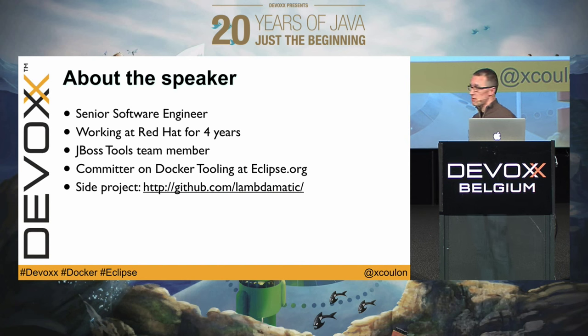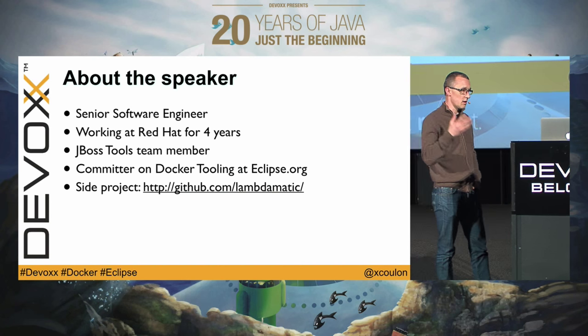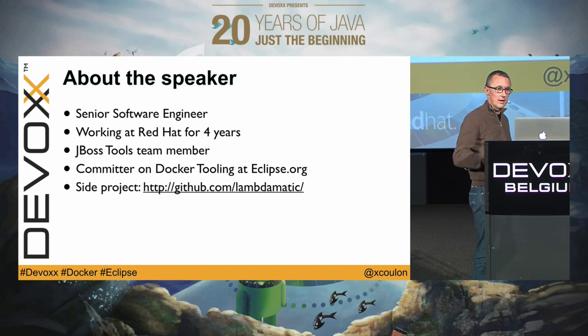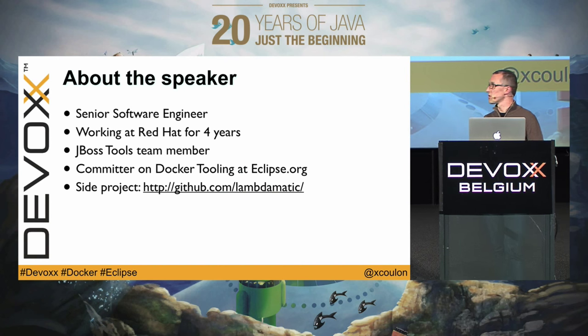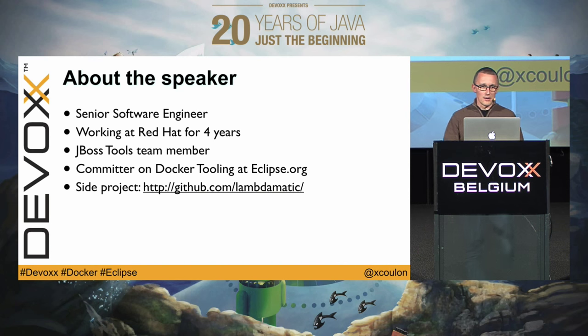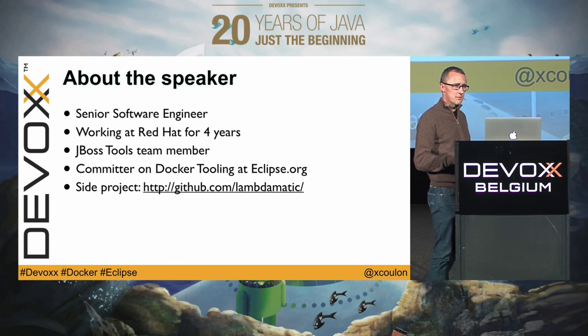About me, my name is Xavier Coulon. My official title is Senior Software Engineer, which basically means that I am a developer and I have some gray hair. Don't get me wrong, I like my job, I just keep my hair short. I've been working at Red Hat for 4 years.